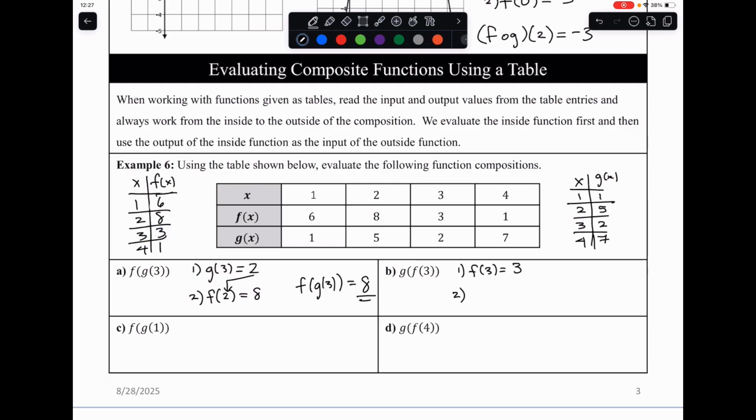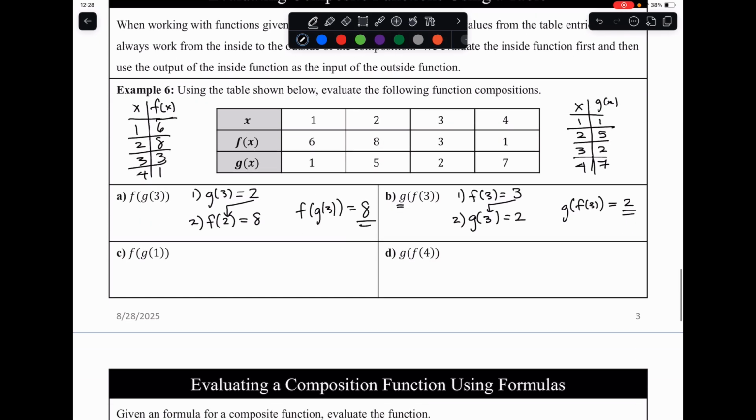And now the second step is to work with the outside function g and use this as the input. So we're now going to plug 3 into there. So going to function g over here, we look at where x is equal to 3, and the answer is 2. So there are your results: g of f of 3 equals 2. And again, we just continue with that strategy.